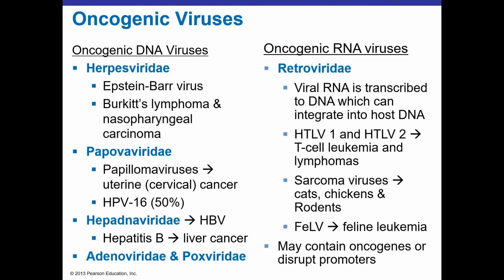papillomaviruses. The Hepadnaviridae, the hepatitis B, the acute infection is not all that problematic. The problem is usually when the virus becomes chronic and then you start to have liver cancer. Some of the adenoviruses and poxviruses can also cause cancer. Oncogenic RNA viruses are in the Retroviridae family. So we see things like the T-cell leukemia and lymphomas, sarcoma viruses that are common in chickens and cats and rodents, and you've probably heard of feline leukemia as well. So we see both RNA and DNA oncoviruses.